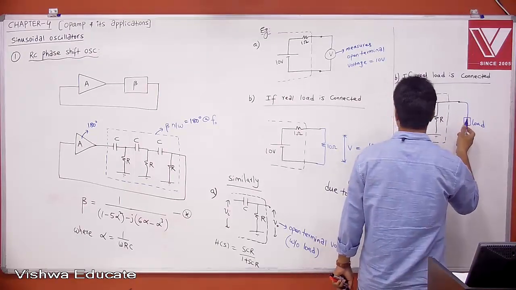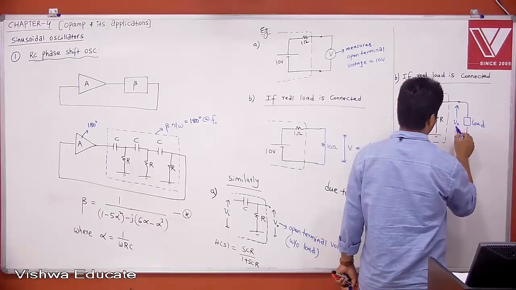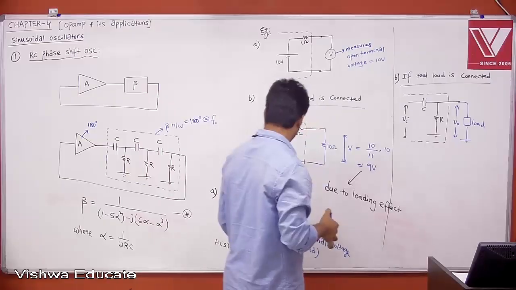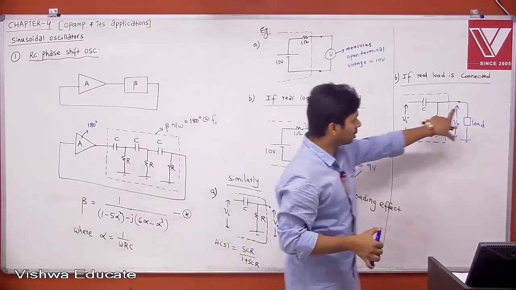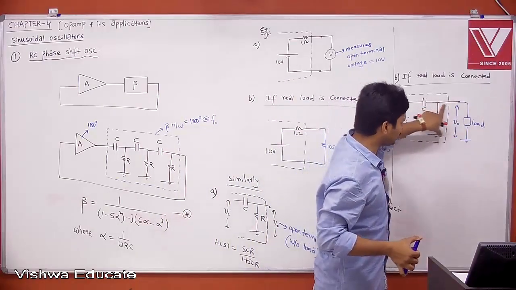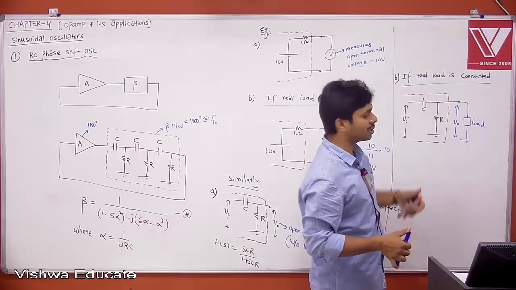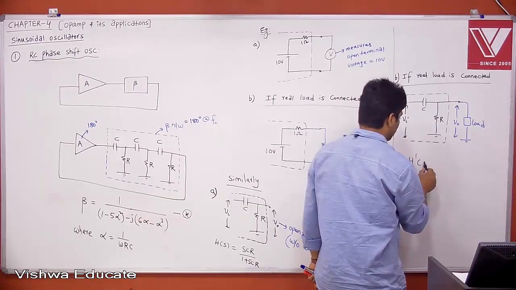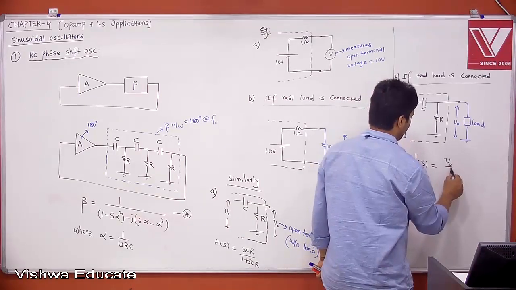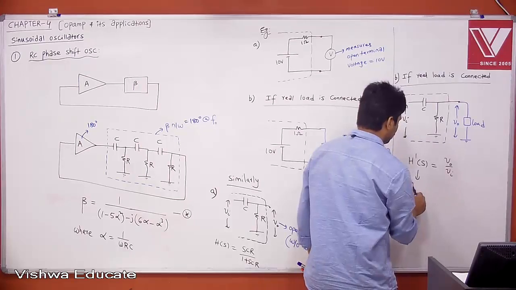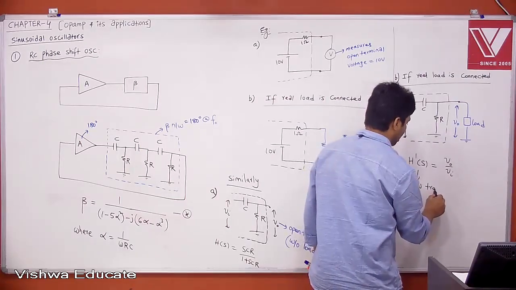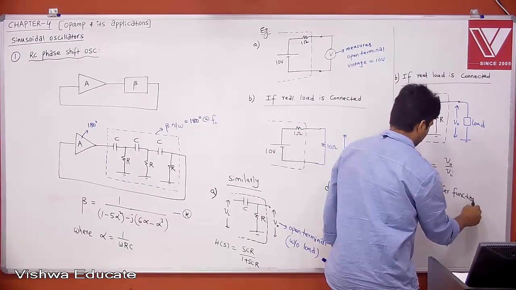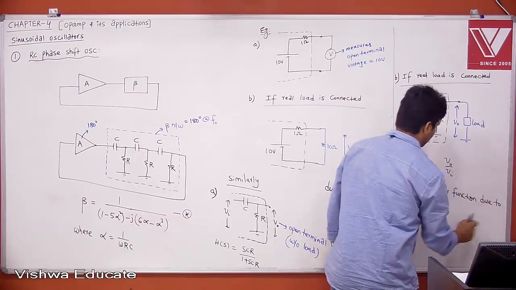Then what is your V0 now? Your V0 is not simply SCR divided by 1 plus SCR into Vi, because this load will come in parallel to R. Therefore, now the effective resistance divided by 1 plus SC. Therefore you will get a new transfer function, H dash of S, which is V0 by Vi. This is the new transfer function due to the loading effect.